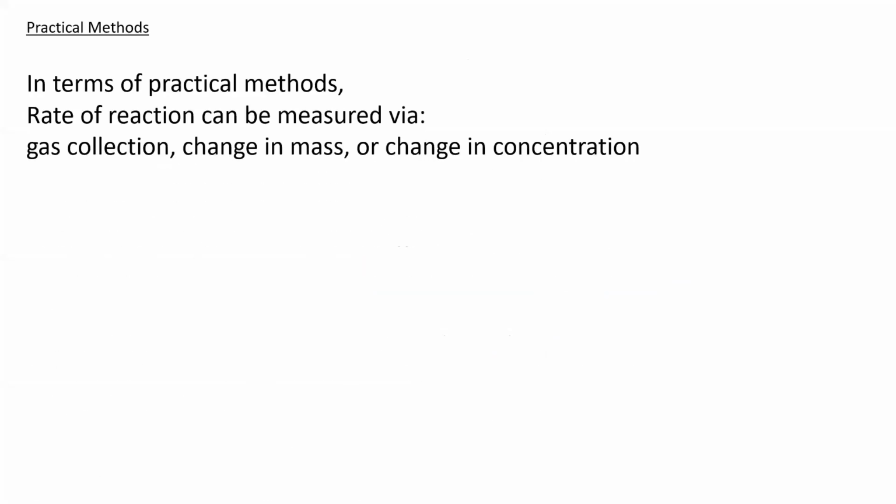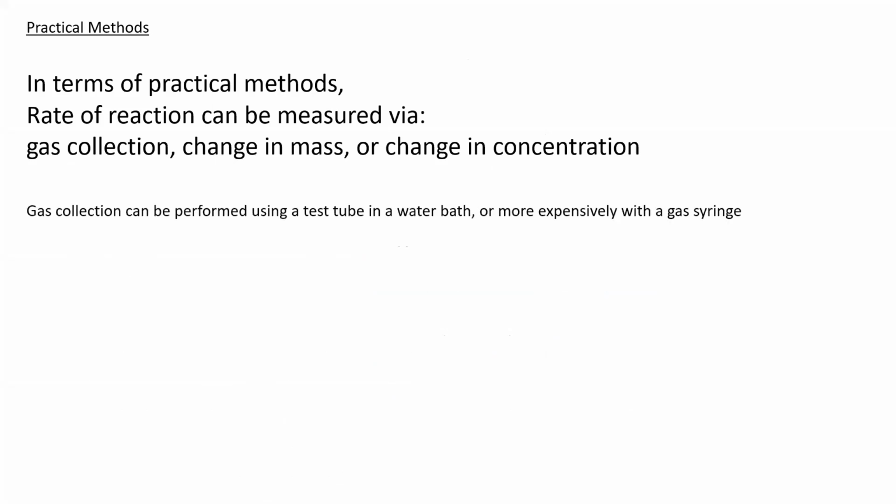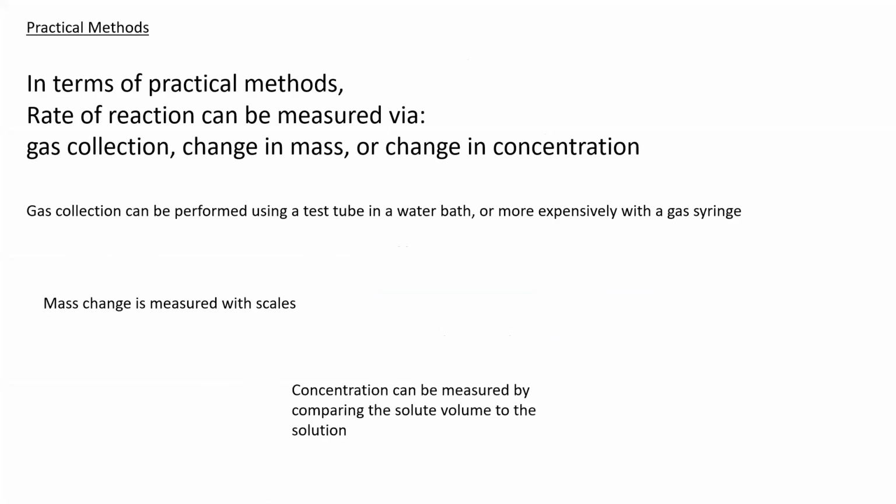So if we look at collecting gas or change in mass or change in concentration, in terms of practical methods to measure rate, we can use a test tube in a water bath and see the water being displaced by the gas, or a more expensive and more accurate way, we can use a gas syringe. Mass change can be measured by scales, and concentration change can be measured by comparing the solute volume to the solution.